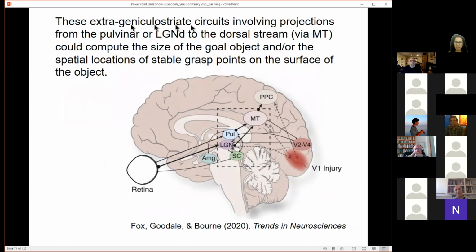So these extra geniculostriate circuits involve projections from the pulvinar probably, or perhaps the LGNd. We tend to favor the collicular pulvinar route, or even the route from the eye to the pulvinar, and they theoretically could compute the size of the goal object and/or, this is important, the spatial locations of these stable grasp points on the surface of the object.